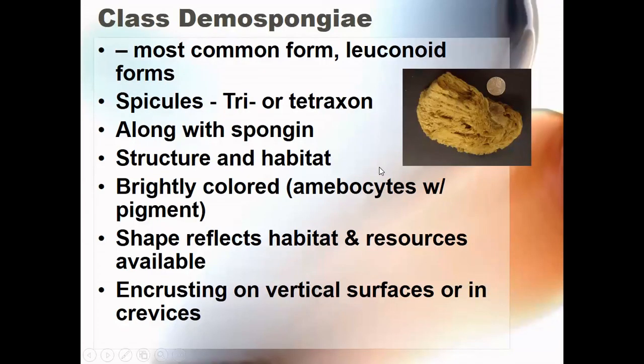Next, the most complex one, we have the Demospongiae. So most common form, leuconoid form. So naa siya leuconoid body form. Ang type of spicules na nasa iya could either be triaxon or tetraaxon. So meron siyang spongin as the connective tissue ng sponge. Brightly colored because of the amoebocytes that carries the pigment. So medyo naani siya sa middle portion sa coral area, sa reef side.